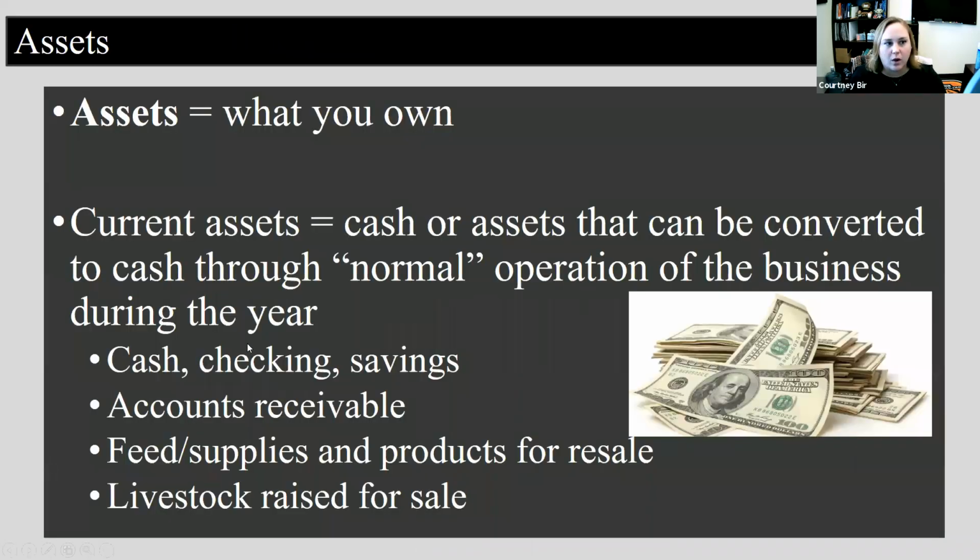So assets are what you own. Current assets are cash or assets that can be converted to cash through normal operation of the business during the year. So that is your cash, your checking, your savings, your accounts receivable, your feed, supplies, and products for resale, and livestock raised for sale. These are just normal things that you would be selling during the year.